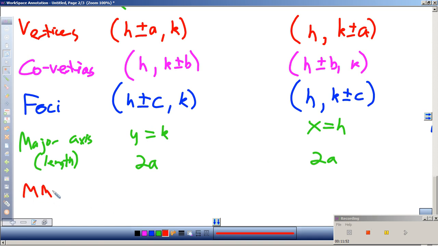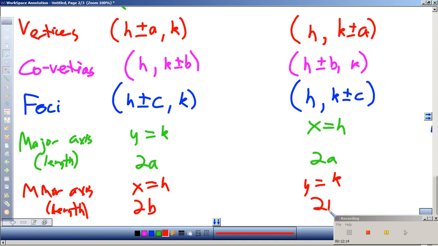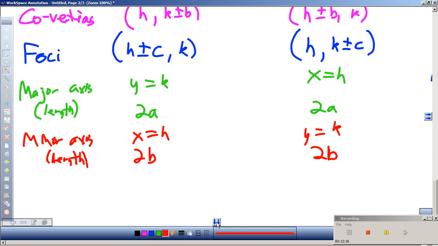Minor axis. Okay, where's it going to be? Okay, opposite. So x equals h, y equals k, and what's the length? 2b. So, there is all the stuff for an ellipse.